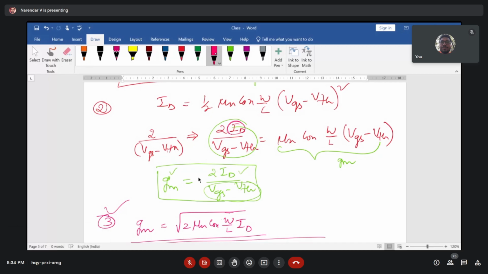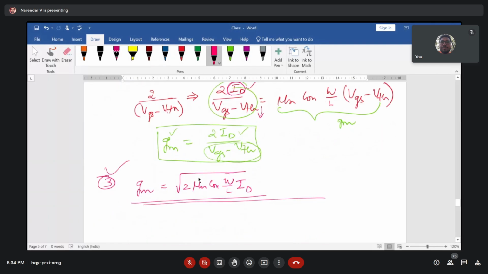If ID is constant and you decrease your VGS minus VTH, then you can increase the GM value. The other case is that you increase the ID by adjusting VGS minus VTH. So one parameter is interrelated to the other. Or else you can increase the GM value by increasing your ID while keeping W by L constant. Or increase the W by L value while keeping ID constant and you get an increment in your GM.